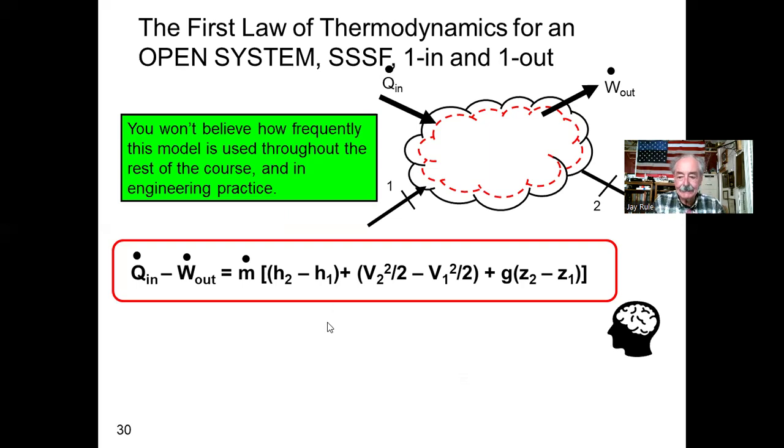Okay, so I've repeated this to make a little note here to you. You won't believe how frequently this model, first law, steady state, steady flow, one inlet, one outlet, is used throughout the rest of the class and further in engineering practice, in subsequent classes that you're going to be taking in mechanical engineering. You won't believe how much repetition there is in this statement of the first law, steady state, steady flow, one inlet, one outlet. And that's why I've got the little icon of your head associated with this fundamental. It's more than just a formula.